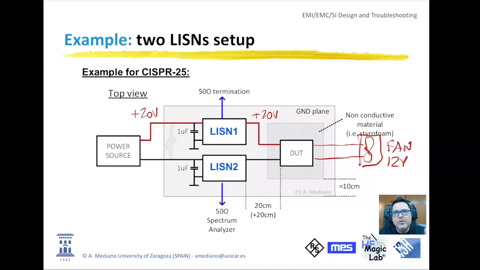Basically, the idea is that we will be able to separate common mode and differential mode, and this is very important for designing our filter. You can identify additionally in the picture that they have 2 capacitors, 1 microfarad, external to the LISN.